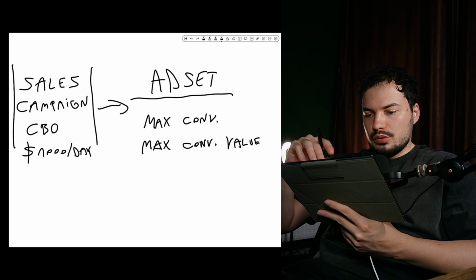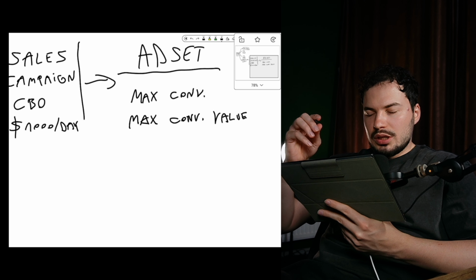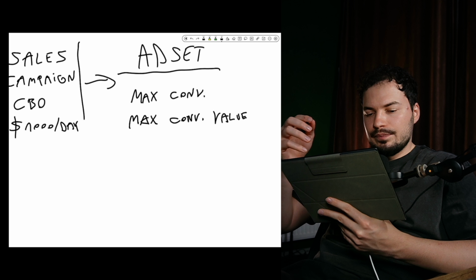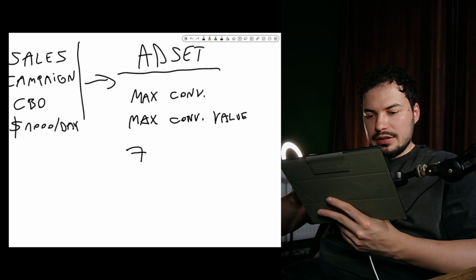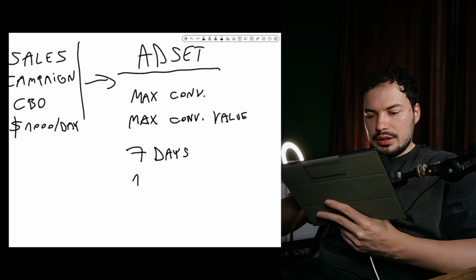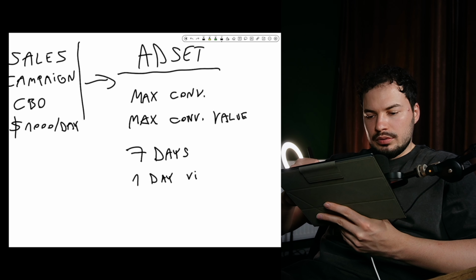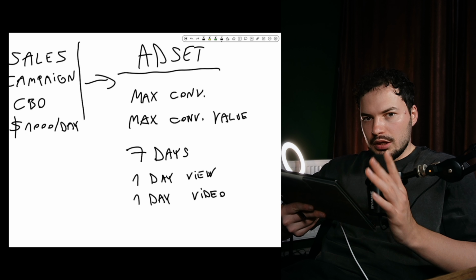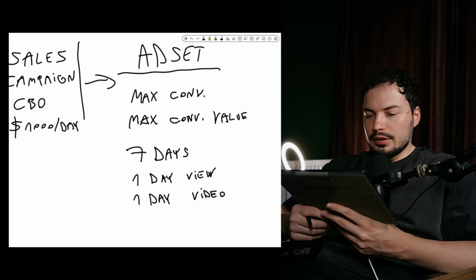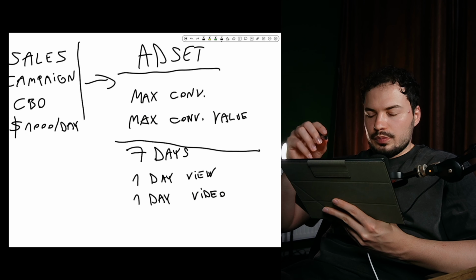Now, this is what you need in order to proceed here. You also have at the ad set level the click-through window. So I just go with 7 days click, 1 day view, and 1 day for video. I'm going to show you my screen in the next couple of minutes. After I finish with the theory here, I'm going to share my screen, so you will see exactly how to set this up, what I'm talking about here. But this is the click-through window at the ad set level.